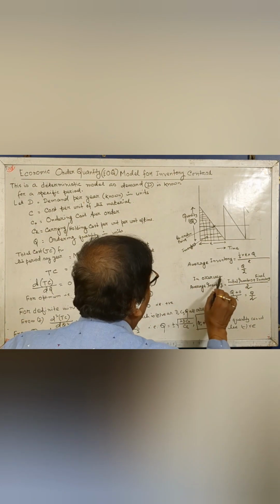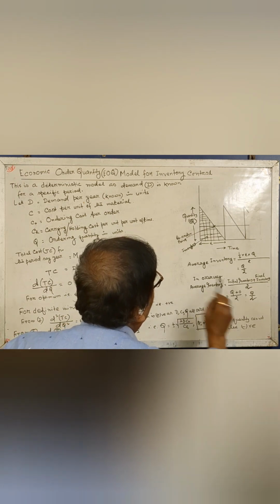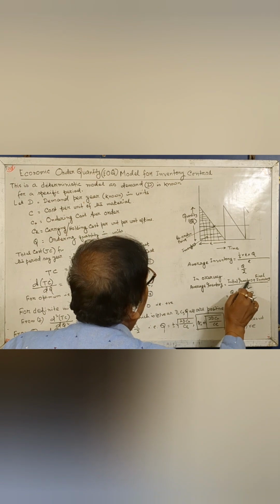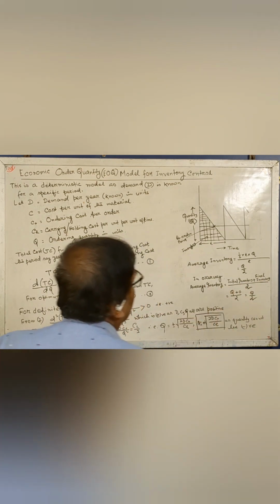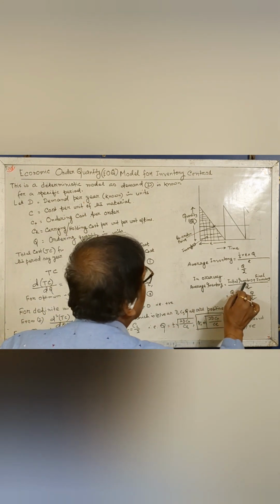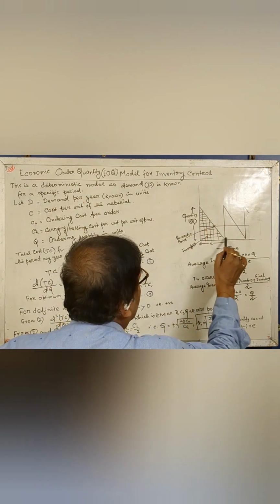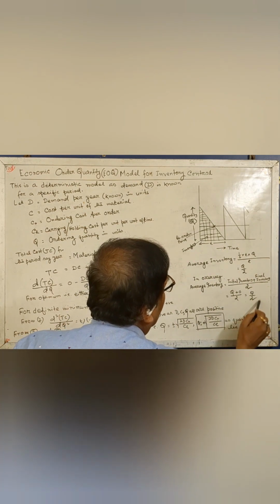You can find the average inventory in a different way also. The second method I will show you. You take the initial inventory and add the final inventory, and the sum total divided by 2 gives the average inventory. What is the initial inventory? Initial inventory is Q, and final inventory is 0. That's why Q plus 0 divided by 2 is the average inventory.